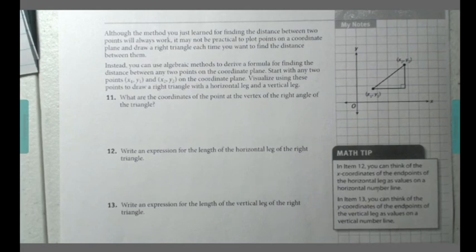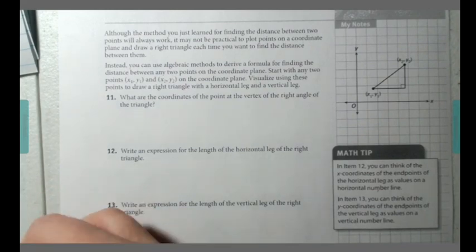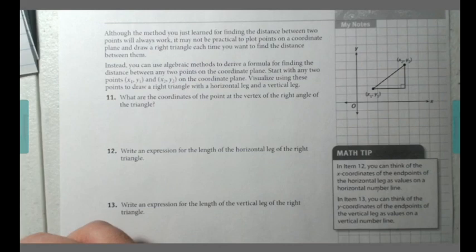In this section of questions, you're asked, what are the coordinates of the point of the vertex of the right angle in the triangle over here in the My Notes section? Then it says, write an expression for the length of the horizontal leg, and then write an expression for the length of the vertical leg. Again, still referring to this picture over in the My Notes section.